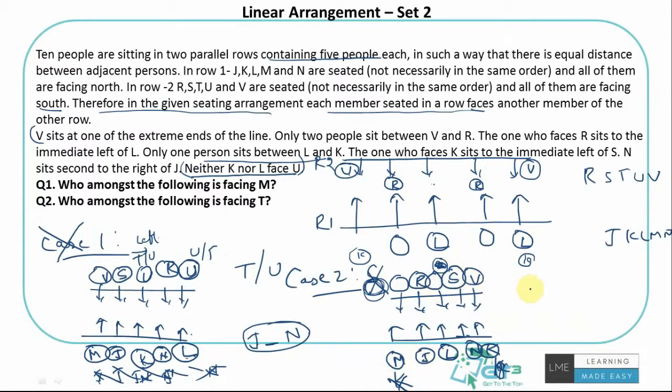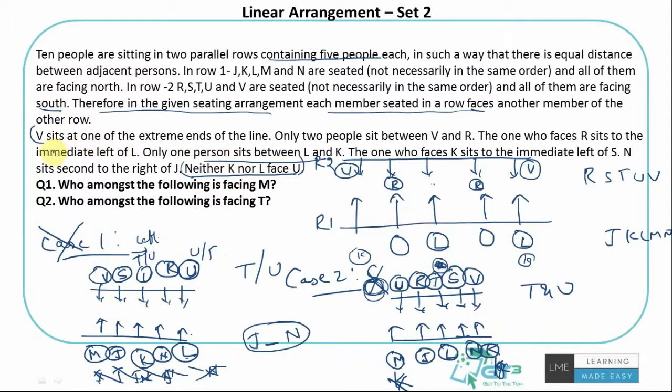So I am left with T and U again here, and they said neither K nor L face U. So the possibility is L facing this, which is left for T, because U can't be facing this, and I am left with U. So U, R, T, S, V facing M, J, L and K. All of the things are perfectly fitting here.